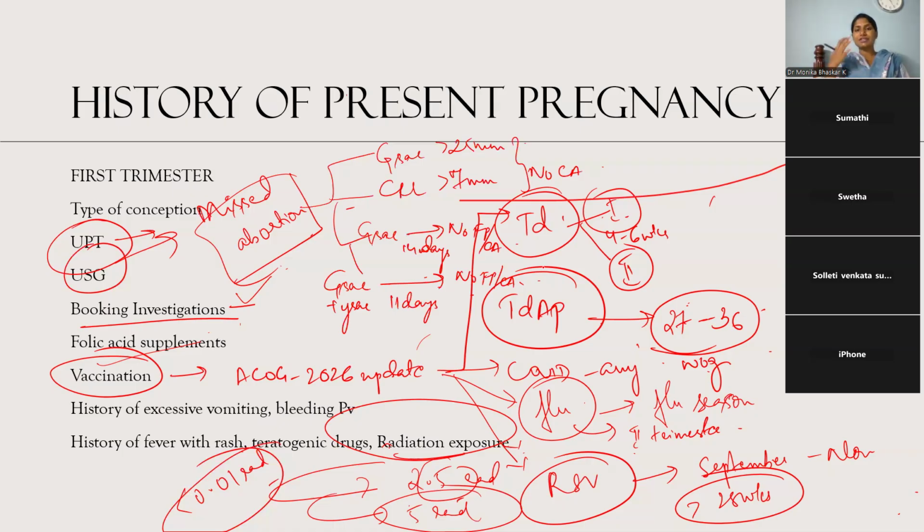So missed abortion: if the GSAC is more than 25 mm, no fetal pole or cardiac activity. If the CRL is more than 7 mm, no cardiac activity. If the GSAC is present, you wait for 2 weeks, but there is still no fetal pole or cardiac activity. If the GSAC along with yolk sac is present, you wait for 11 days and still there is no fetal pole or cardiac activity. All these are characteristics of missed abortion. So that time you have to plan for termination of pregnancy.